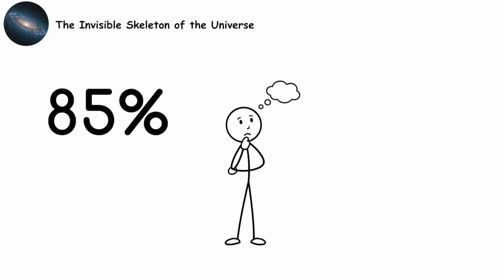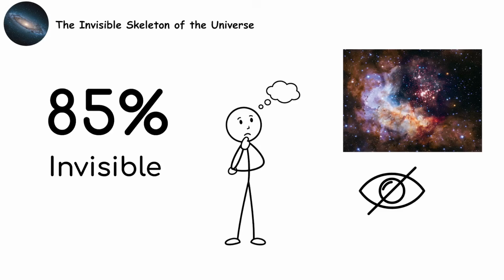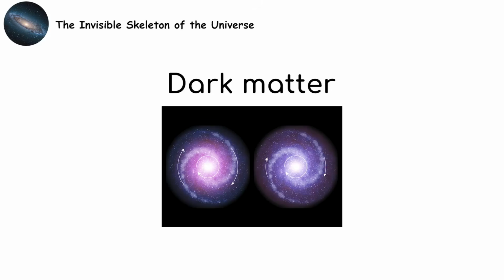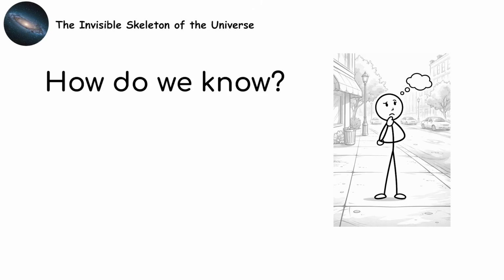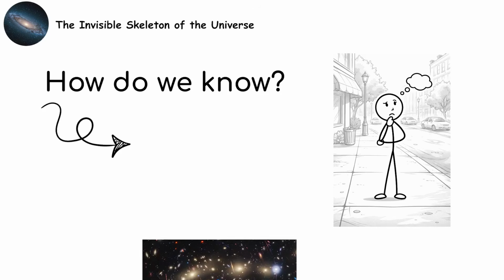About 85% of all matter in the universe is completely invisible. We call it dark matter, and we've never directly detected a single particle of it. So how do we know it exists? The evidence comes from watching how galaxies behave.